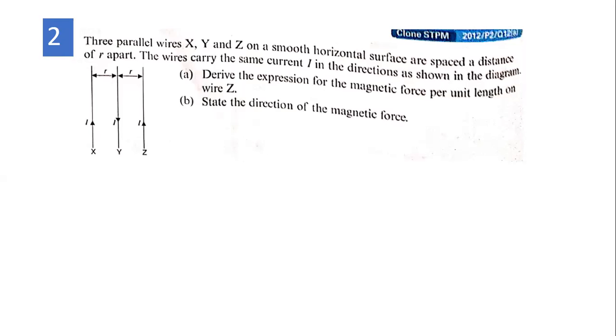The wires carry the same current in the directions shown in the diagram. Derive an expression for the force per unit length on wire Z. State the direction of the magnetic force. You should be able to do that. Basically, we are just using this formula.